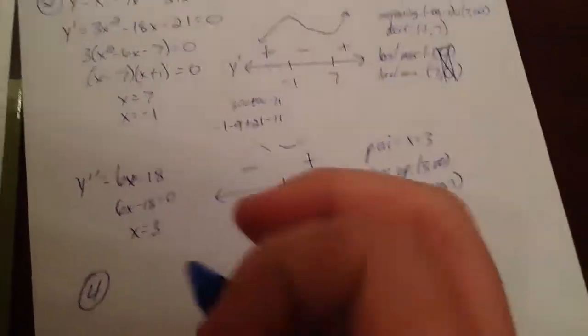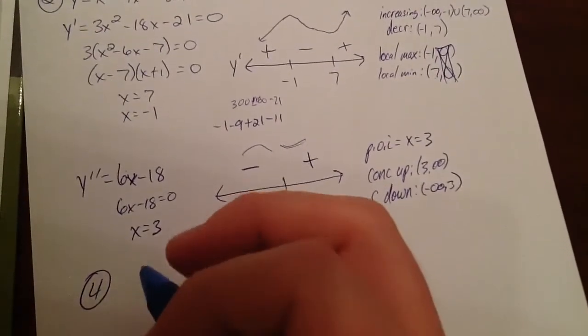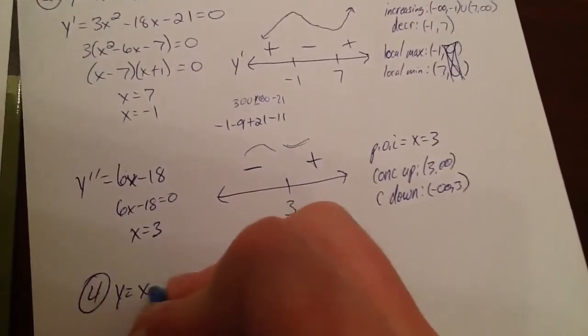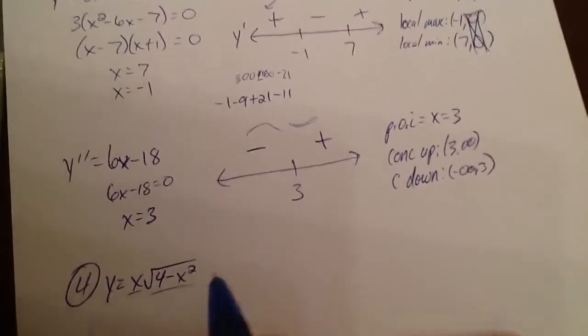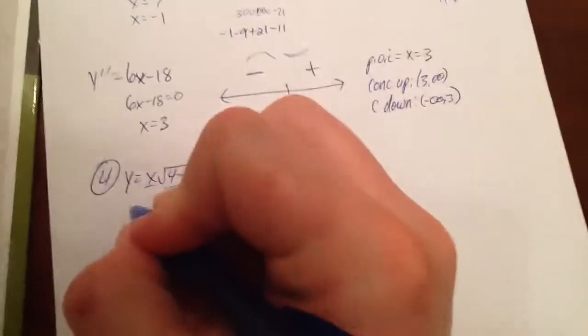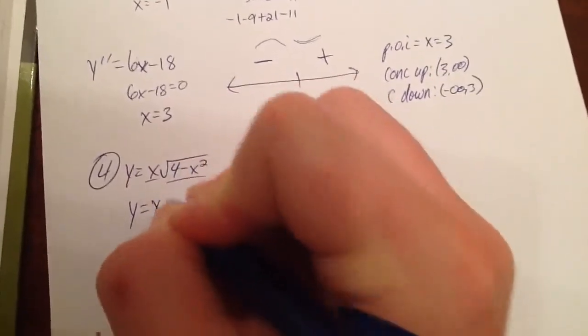So 4, this one doesn't look fun. Here we go. Hopefully you didn't forget product rule. So you get an x times that with an x. So I'd rewrite the second one to a power.